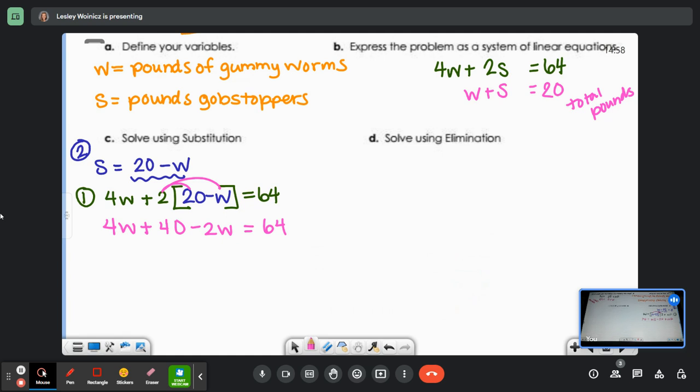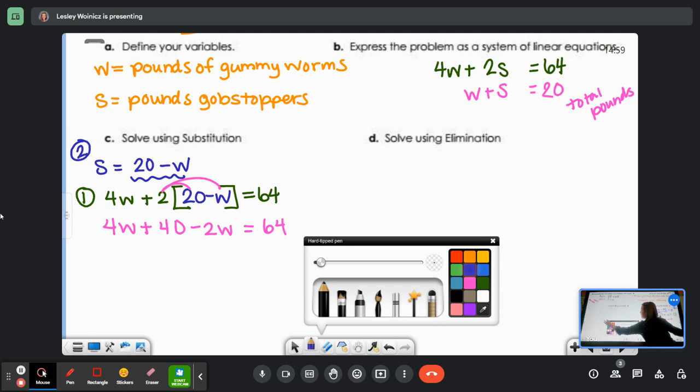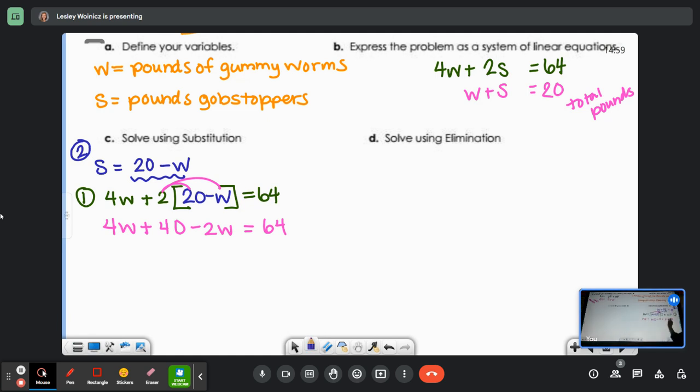Now there are two things happening here. I've got to get rid of that 40 and subtract it away. And I also have like terms, my W's that I need to combine. So I'm going to combine my W's. I'm also going to subtract away this 40.